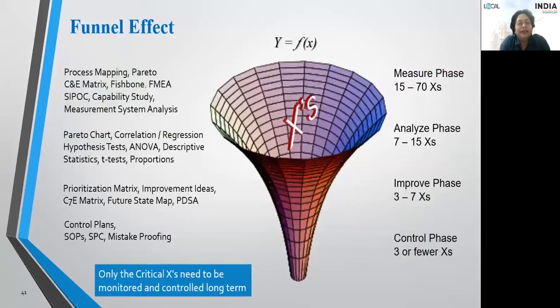So we see that it is a funneling effect. The measure phase, analyze phase, improve phase, and the control phase. In the measure phase, 15 to 70 Xs are identified. In the analyze phase, it reduces to 7 to 15 Xs. In the improve phase, it reduces to 3 to 7 Xs. And in the control phase, 3 or fewer Xs. Only the critical Xs need to be monitored and controlled for the long term.